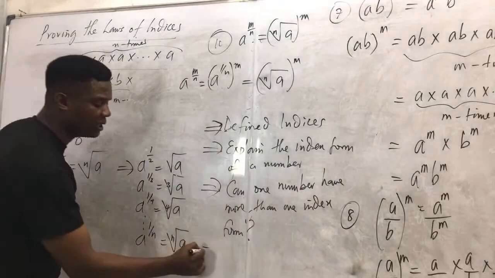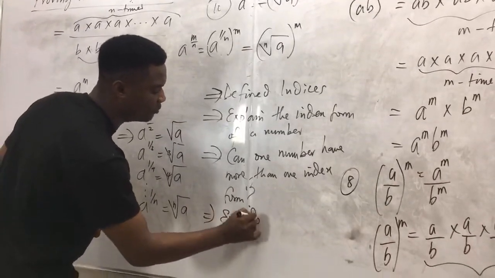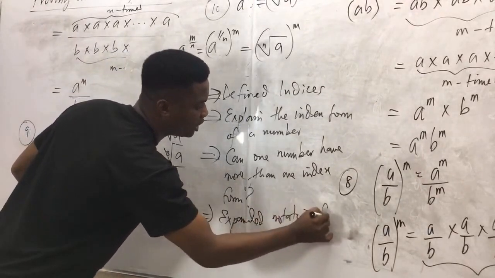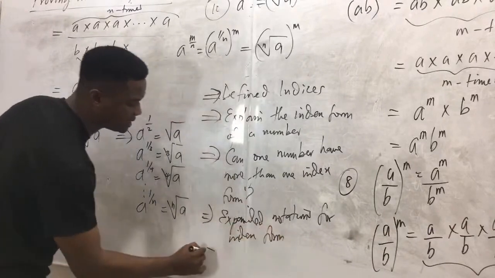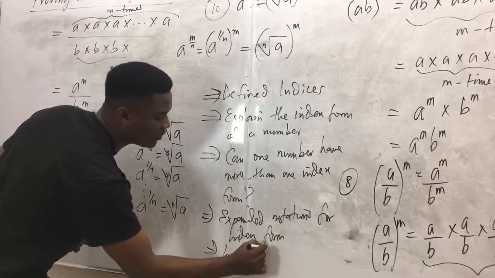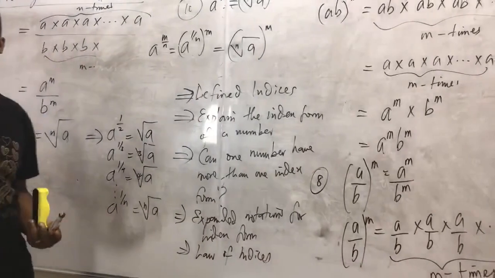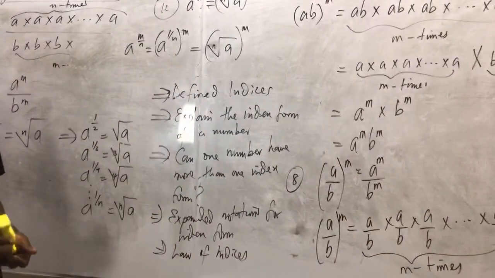The next thing we did was to give the expanded notation for index forms. We have dealt with that in this video. Then the next thing we went on to discuss was the laws of indices. Under the laws of indices, in this video, we have stated the laws of indices and we have proved them.